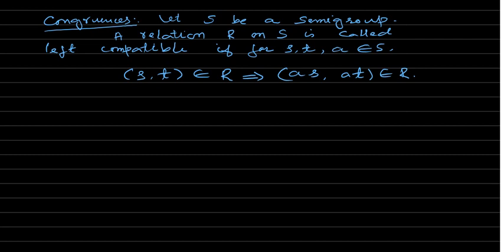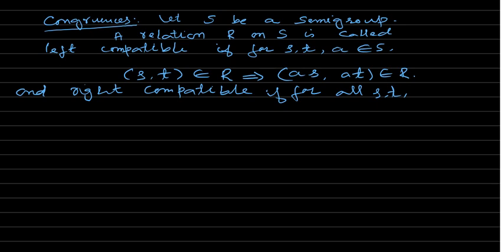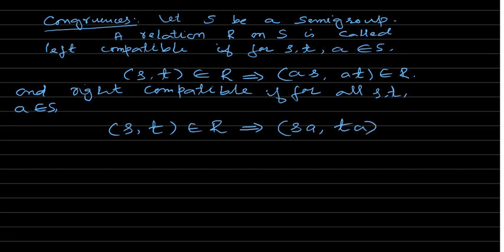And right compatible if for all s, t, a in S, one has the following: (s, t) belongs to R implies (sa, ta) belongs to R.